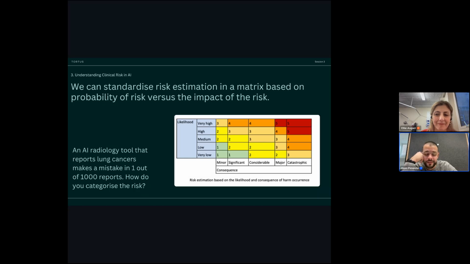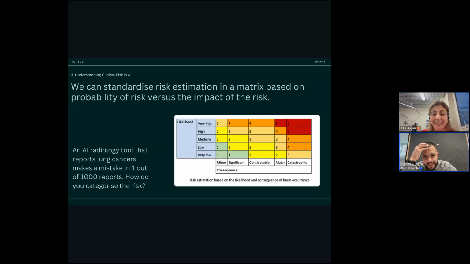So also, I guess likelihood is also subjective, right? So what is 1 in 1,000? Is that a very high likelihood, a high likelihood, medium likelihood, low likelihood, very low likelihood? For example, 1 in 1,000 might be considered very low if the AI radiology tool only looks at 100 scans a year. If it looks at 1,000,000 scans a year, 1 in 1,000 suddenly becomes almost a daily event. So how do you assess likelihood as well?